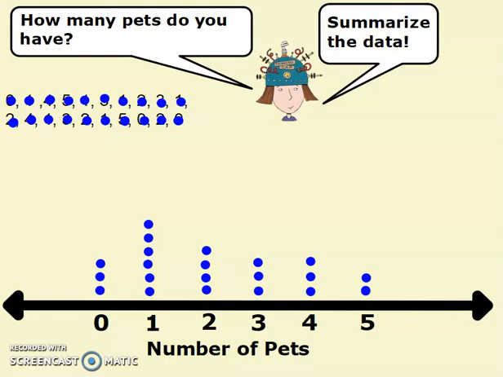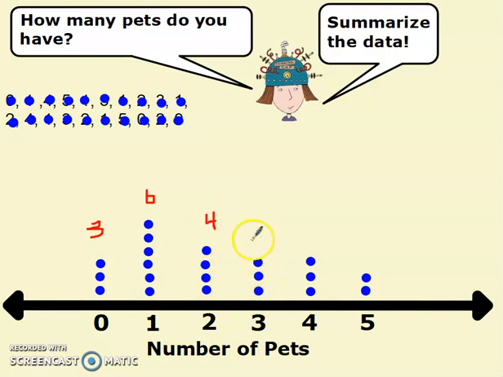Number of pets. And when we look at our data on our dot plot, we can see, right here at the very top, how many people have no pets? We have 3 people who have no pets. How many people do we see have 1 pet? 1, 2, 3, 4, 5, 6 people only have 1 pet. It may be a dog or a cat or a fish or a bird or a rabbit. Just 1. How many people have 2 pets? We have 4.